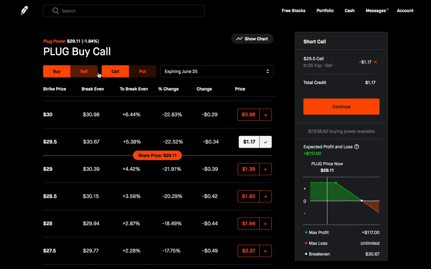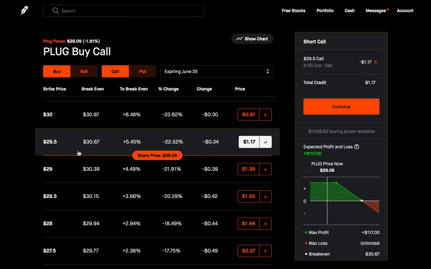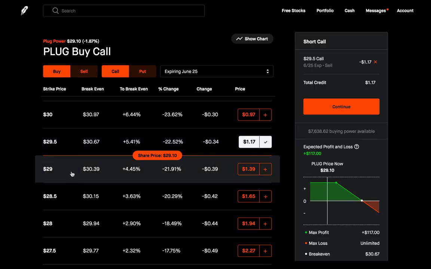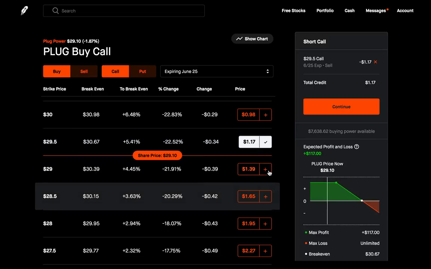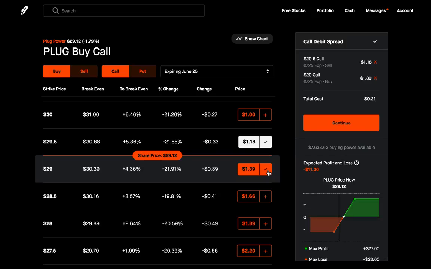Now what I'm going to do is switch over to buy. All of these will be calls, but now I'm going to switch over to buy. I'm going to go back to the call I sold and go down one strike to this one right here, and I'm going to buy this call. Now, remember, when you buy an option, you have to pay the premium. So here I have to pay $1.41 per share, or about $140 for this contract.